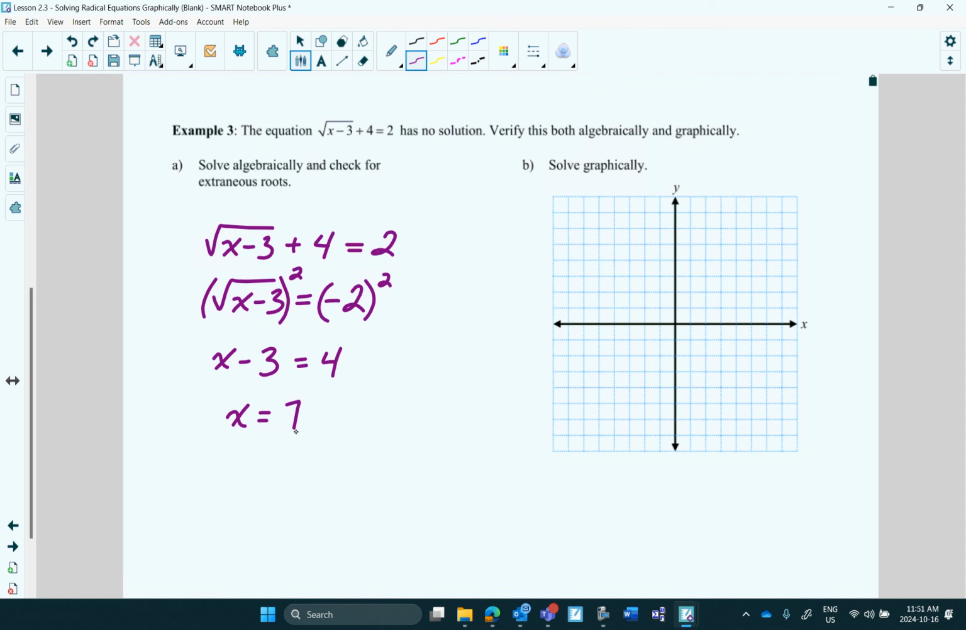X equals 7, so I'll do 3 first. Doesn't really matter what order they're going. Now I have to check. Does the square root of 7 minus 3, plus 4, work out to 2? What is the square root of 7 minus 3? 2 plus 4 gives me 6 on the left. No, that does not equal 2. Therefore, what's the solution? There is none. No solution.